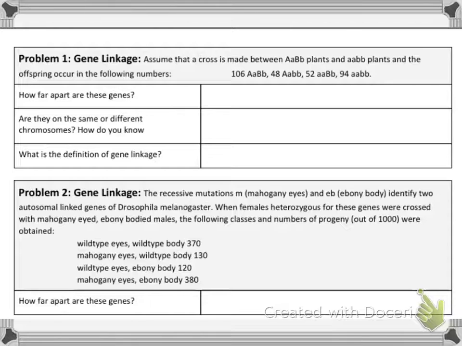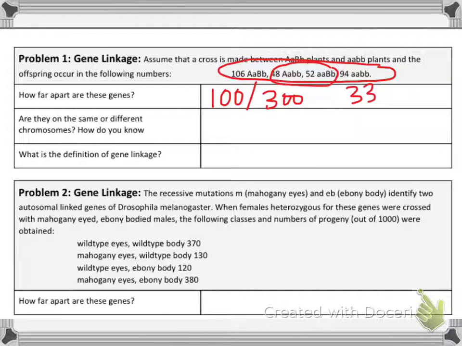So for this, I'm going to take the smallest numbers and add them together. So 48 plus 52 gives me 100. I'm going to divide by the total, so 106 plus 94 plus that 100 I already calculated. This is out of 300. So I'm going to take 100 divided by 300 and multiply it by 100, and I will get 33 map units, LMUs, linkage map units.